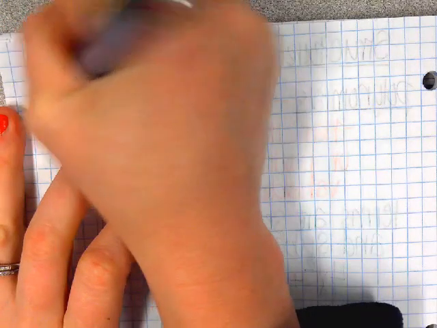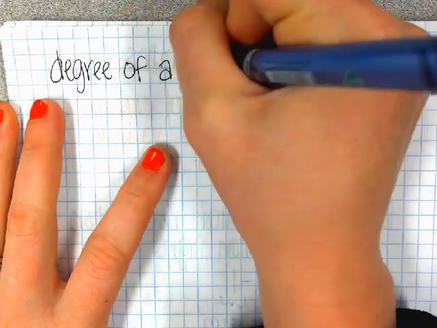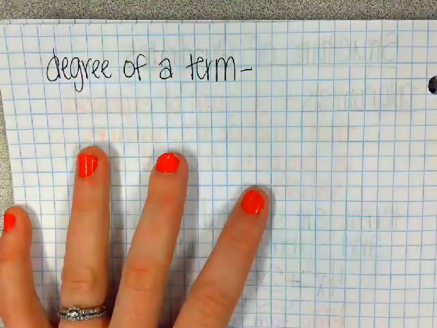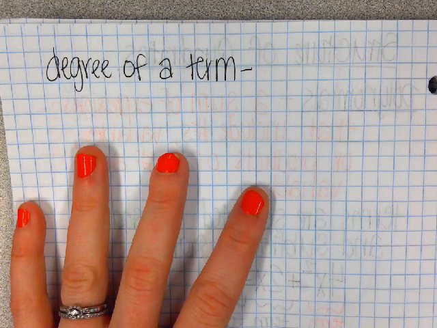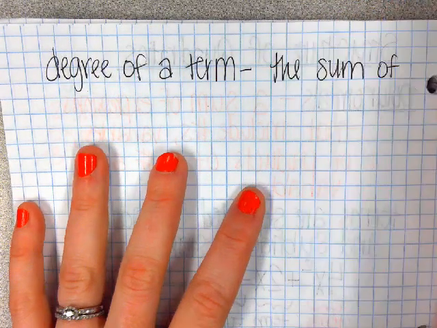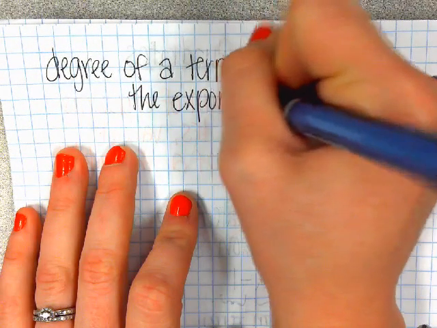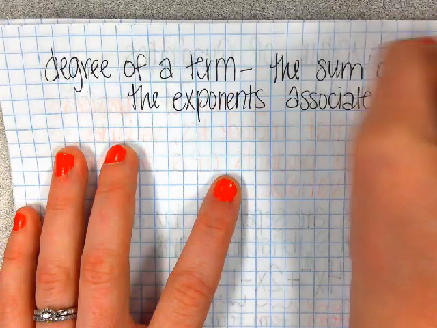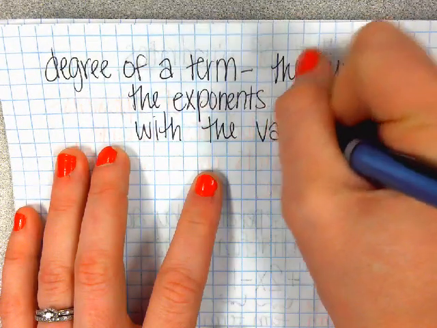So then we have degree of a term. So a degree, all a degree means is like it's third degree, fourth degree. It's the sum of the exponents associated with the variables.